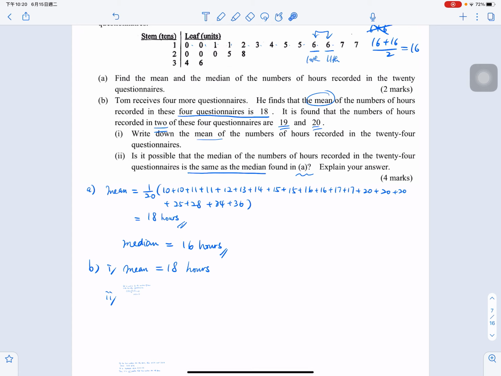If the means are the same and you know that 19 and 20, it must line up here, 19 and then 20. If we want to have the same median, then what can we do? Okay, later on check it. Just have a look.